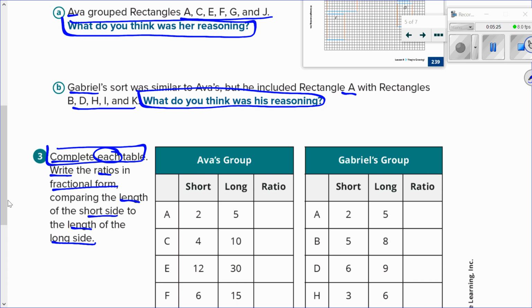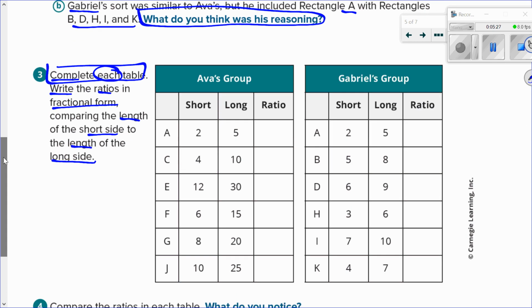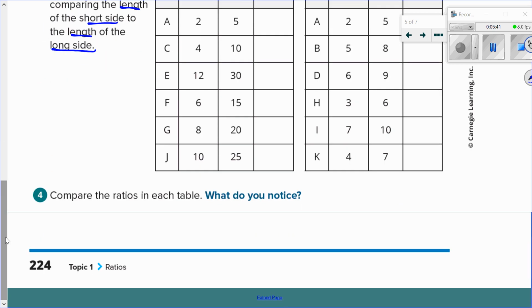So once you've done this, you're going to go to the table, and you're going to write these as a ratio. I will give you a hint. Simplify all of your ratios, and you will see something very stark in the difference between these two tables. Once you have done that, you're then going to compare the ratios in each table. What do you notice? There's a lot of different things that you may have noticed. There's a couple of things that I will point out that I hope you guys figure out.